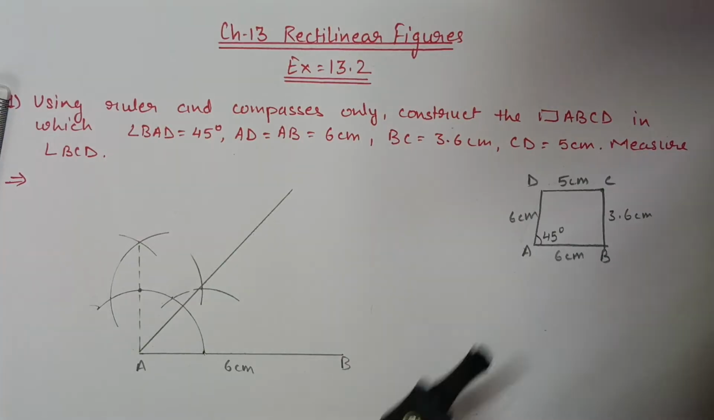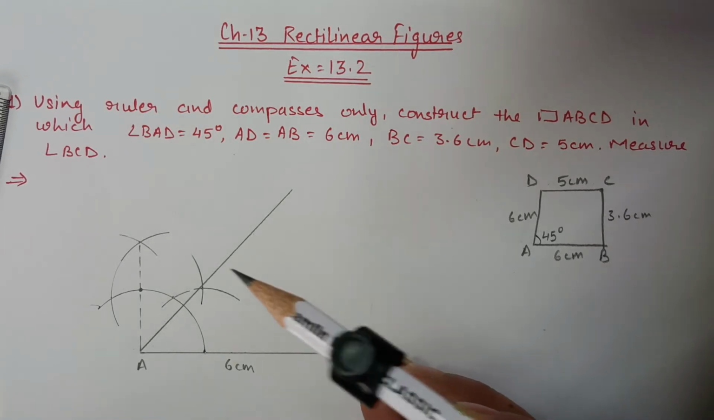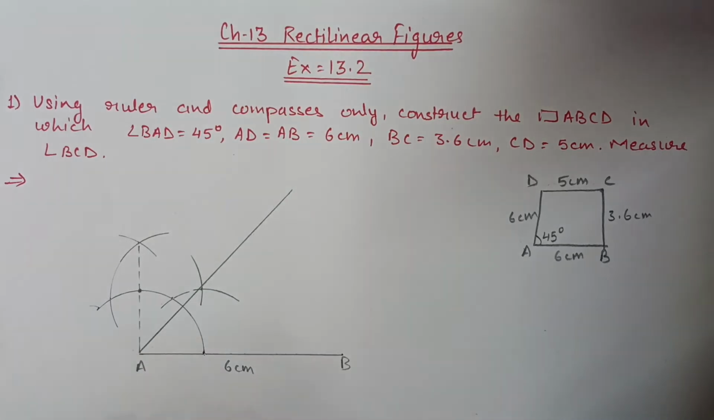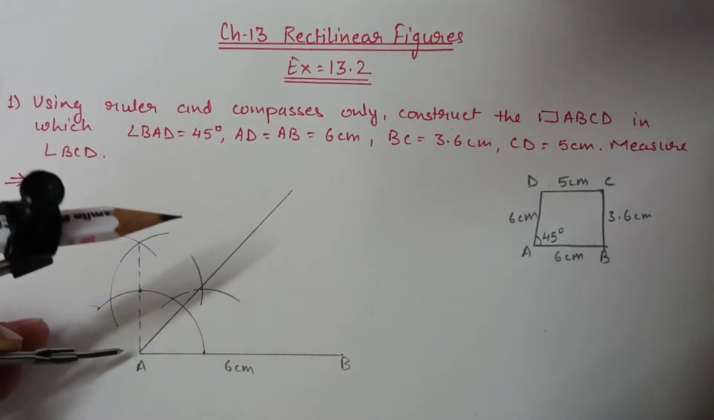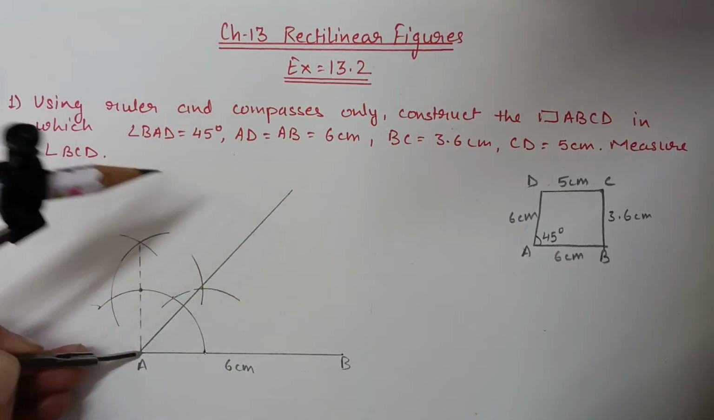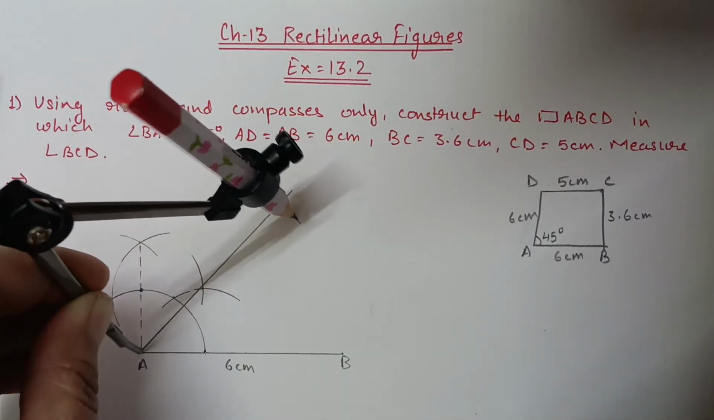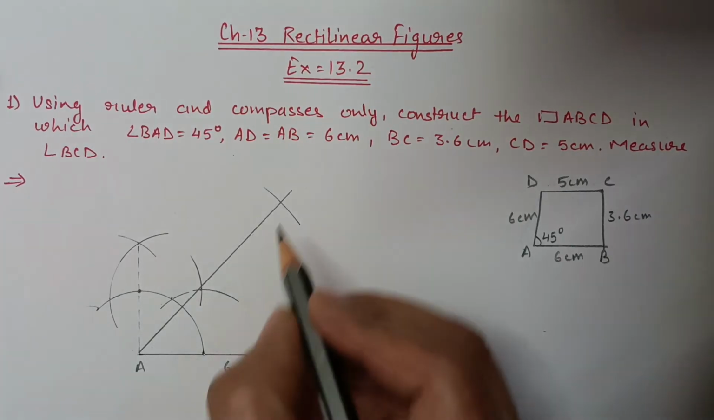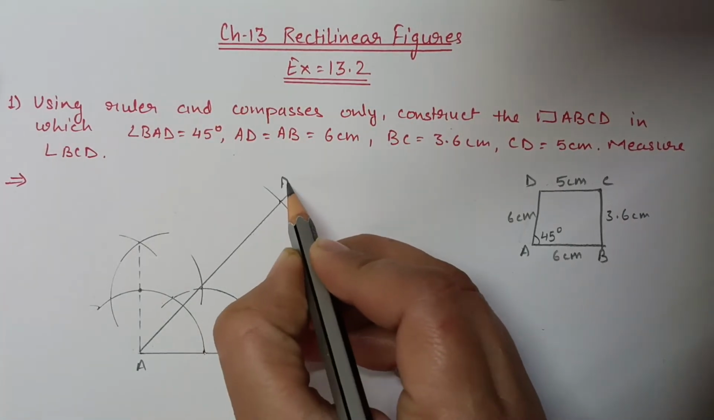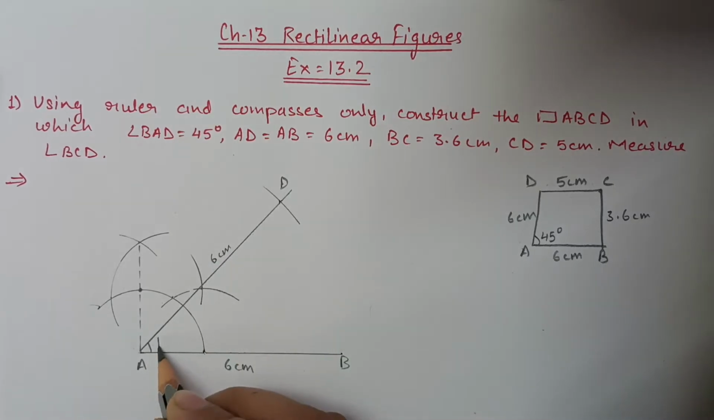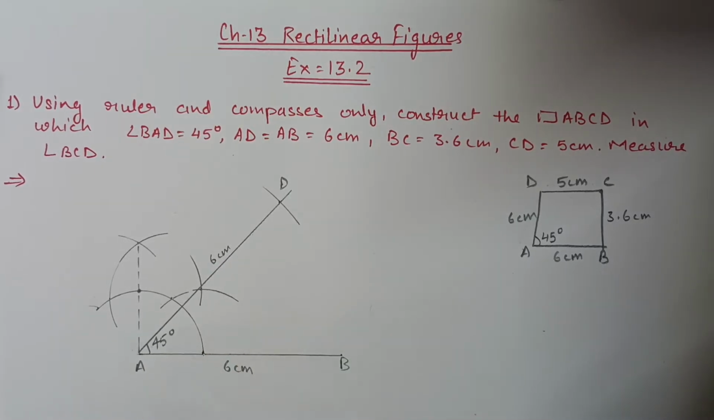Then this A to D is given 6 centimeter. So take 6 centimeter distance in your compass. You can measure from A to B also, because this is also 6. So take 6 centimeter distance from A and put one arc on this line. This point is D. This is 6 centimeter. This angle is 45 degree.